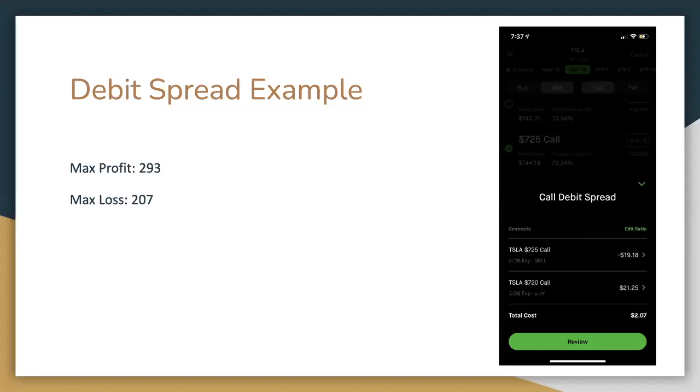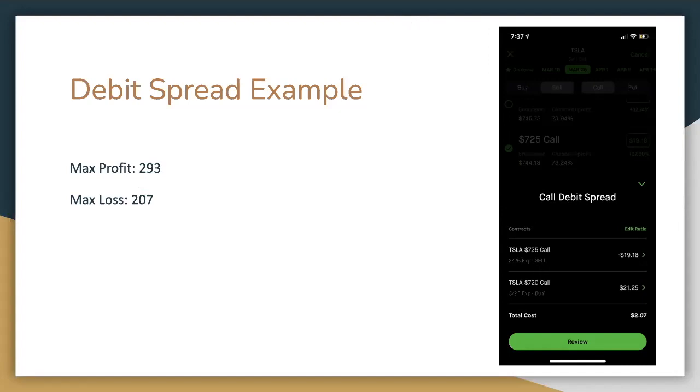When you're setting up a debit spread, you are buying the strike closer to the money and selling the strike farther out of the money. When you get to expiration, if Tesla closes above 725, you receive full profit, which is $293. You receive this profit because of the sold option, and this is where it gets a little complicated. I'm going to take it slow. You guys can take notes or whatever you want to do, but again, this will be recorded. I'll try to break it down.